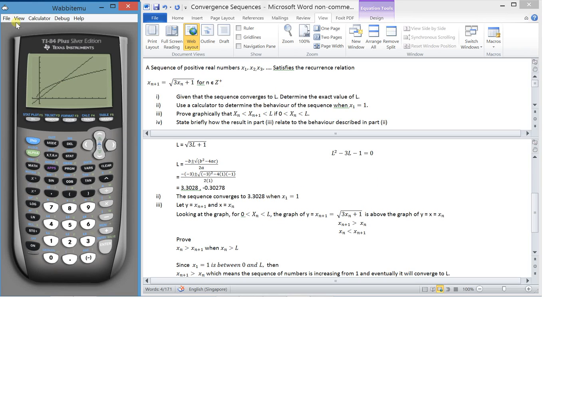Okay, so now look at the graph. How do we look at the graph to determine this? We first look at the condition given. They say if xn is greater than 0 and smaller than L. What is my L? My L earlier on I found to be 3.3028. 3.3028 is the intersection point between y equals x and this equation. In other words, it is this point. It is the intersection point between y equals x and y equals square root of 3x plus 1. This graph, the equation is square root of 3x plus 1, and this graph, the equation is y equals x.